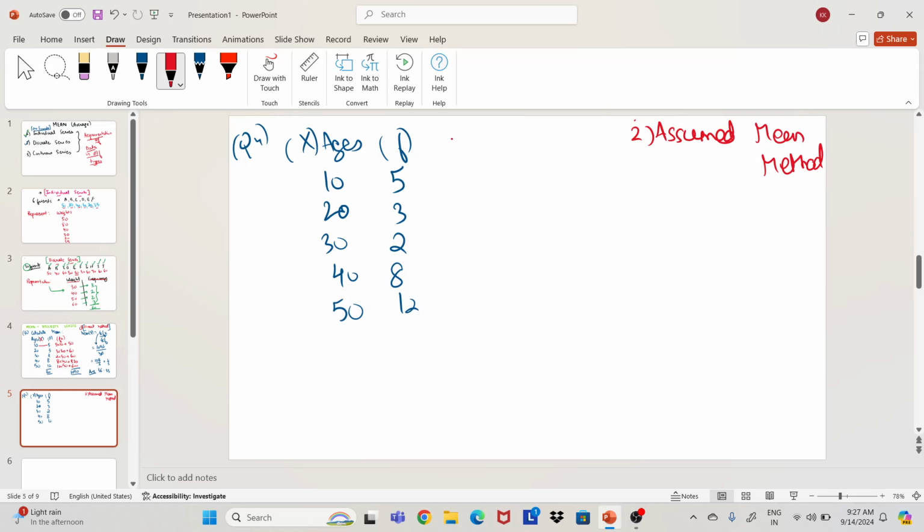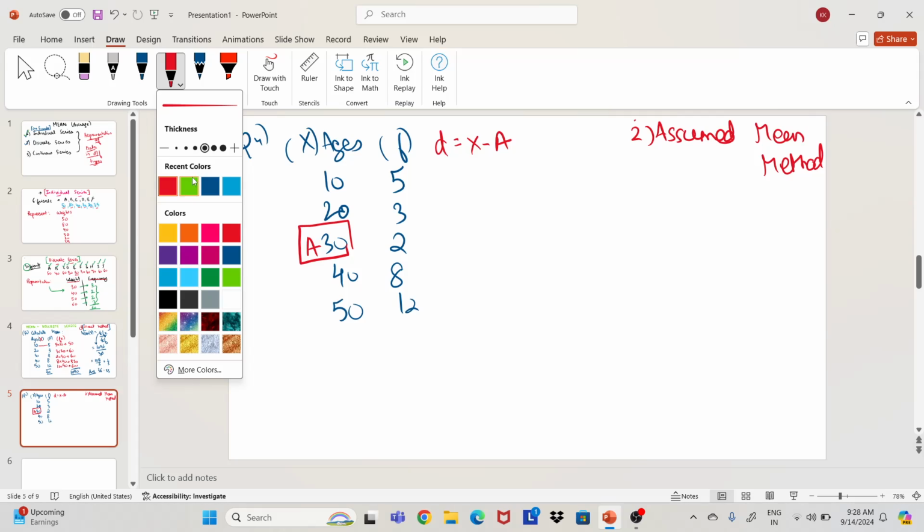For this method, you need to choose one of the values from x as a, that is the assumed value. You can choose any value, but the middle value should be preferred, as the case is 30 in this. Now you need to calculate d. D is x minus a. D is nothing but x minus a.